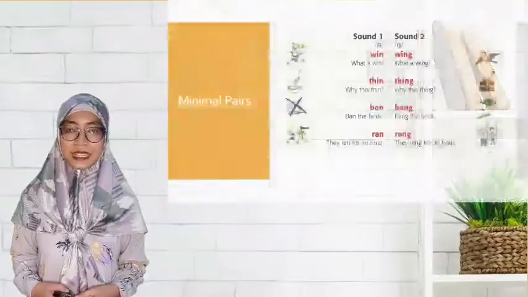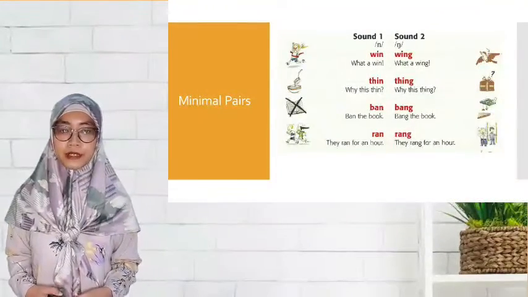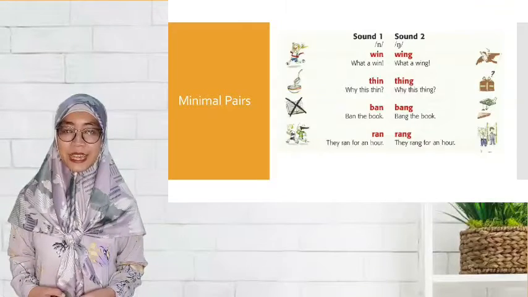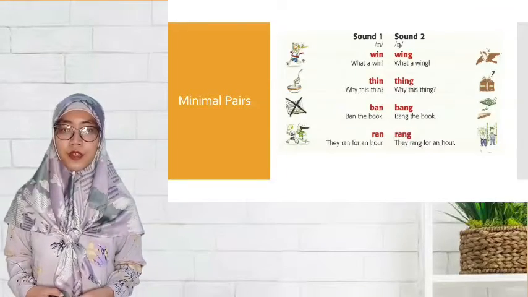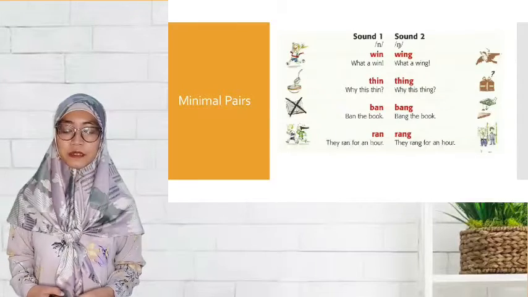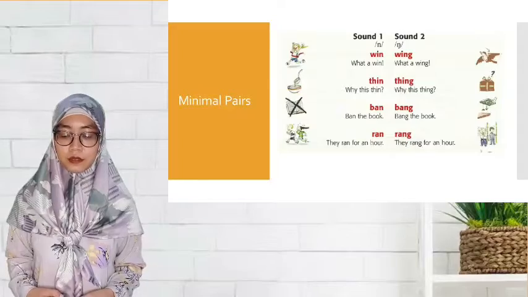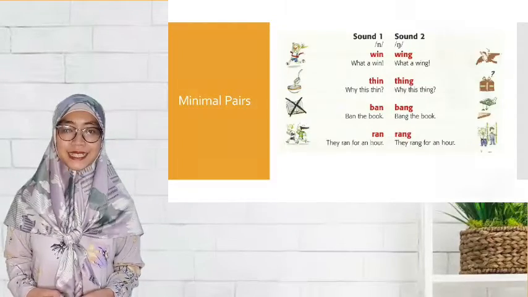Ng and n are called minimal pairs in some words. For example, wing and win, thing and thin, bang and ban, rang and ran.